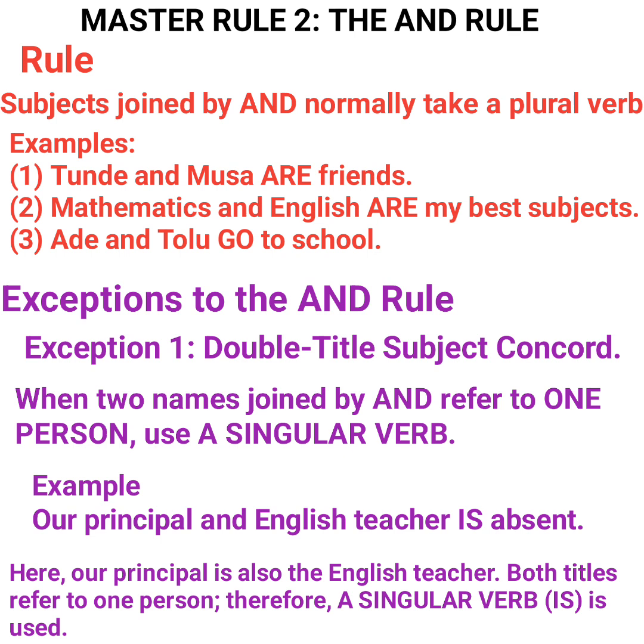For instance, our principal and English teacher is absent. Our principal and English teacher. So here, the content is self-explanatory. Our principal and English teacher is one person. It refers to one person. Our principal is also our English teacher. How do we know? In the absence of the article "the" in the second noun, which is English teacher.